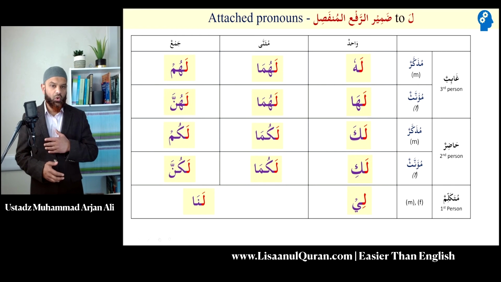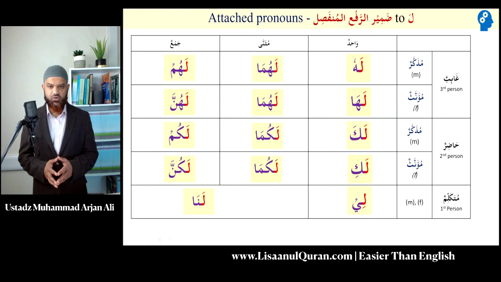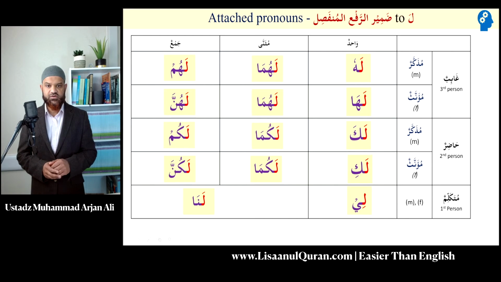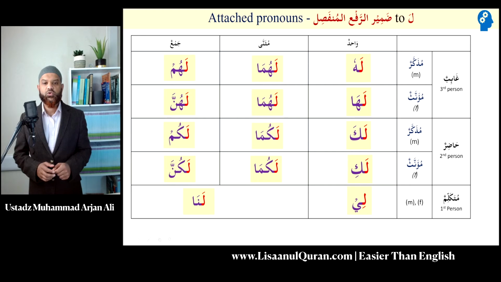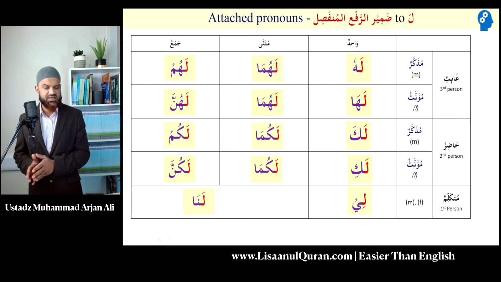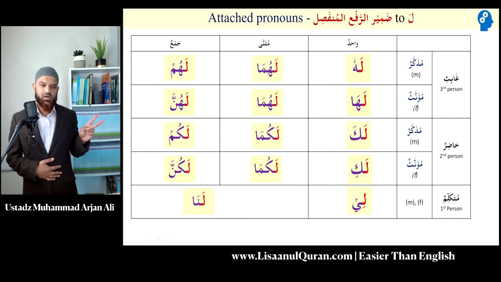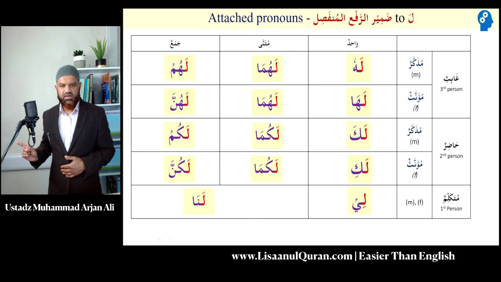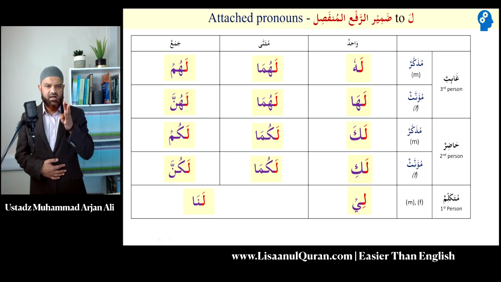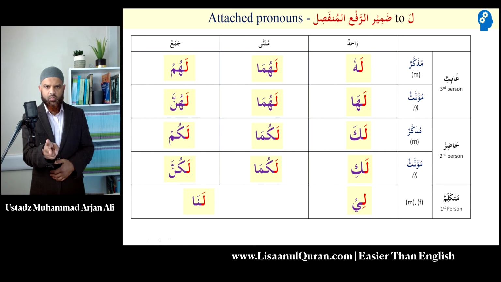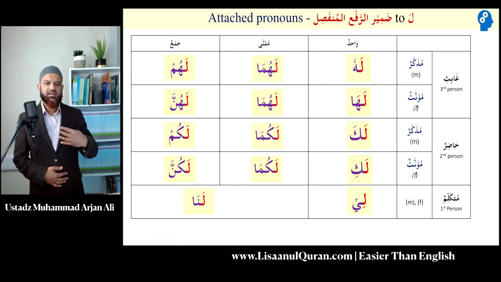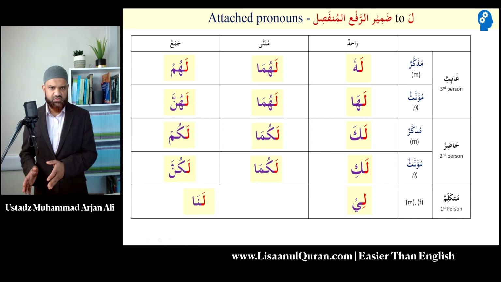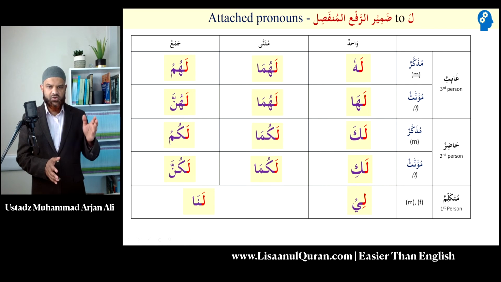So final practice with all 14 of them. This is how you should be practicing at home. You look straight at the screen in front of you, wherever it's written. You do it first by looking and then of course you'll do it without looking. So let's practice this, inshallah, how I expect you to revise this at home. Ready? Lahu, lahuma, lahum. Laha, lahuma, lahunna. Laka, lakuma, lakum. Laki, lakuma, lakunna. Li, lana. That's your 14 attached pronouns to the harf of jarr, laam, or la in this case.